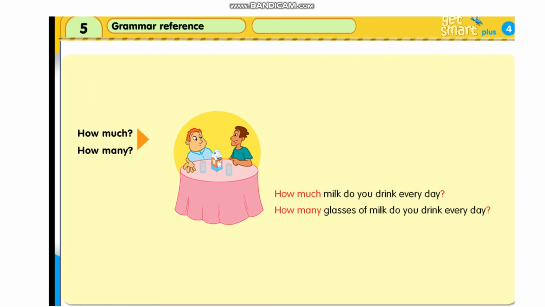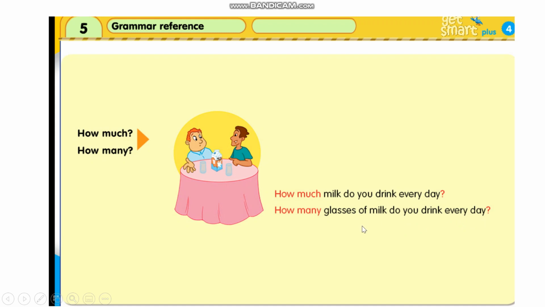Next, when do you use how much or how many? For example, when it goes with uncountable, we have to ask how much. While when it is countable, we can use how many. For example, how much milk do you drink every day? Milk is uncountable. That's why we are using how much. How many glasses of milk do you drink every day?